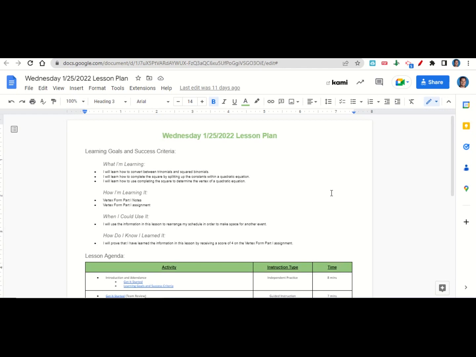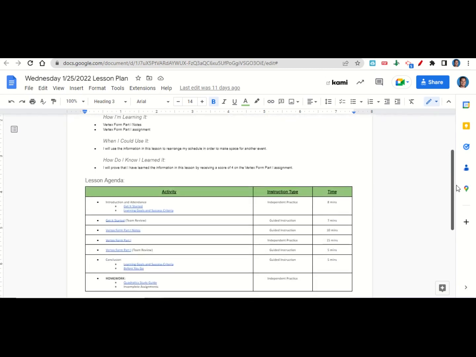How are we learning it? Through the Vertex Form Part I notes and the Vertex Form Part I assignment. When can we use this information? To rearrange your schedule in order to make space for another event. How do you know you learned it? By getting a score of 4 on the Vertex Form Part I assignment.